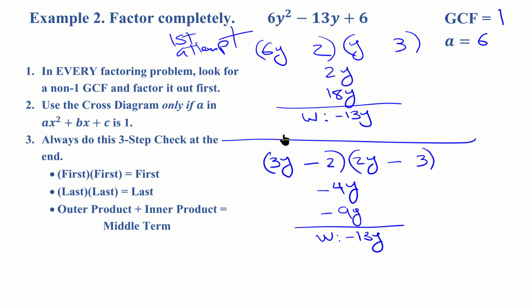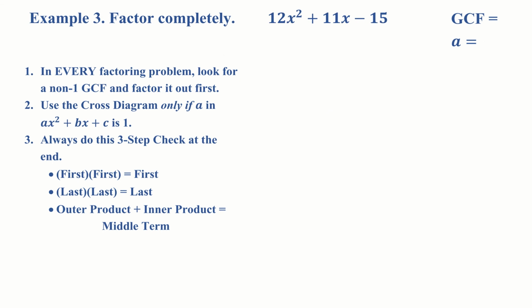And notice that we always do the 3-step check at the end anyway, just to make sure. Notice first times first is first. Last times last, -2 times -3 is +6, which is the last number there. The inner product is -4y. The outer product is -9y, and they combine to give us -13y. So we've done it correctly. So make sure you can handle this on your own before we proceed.